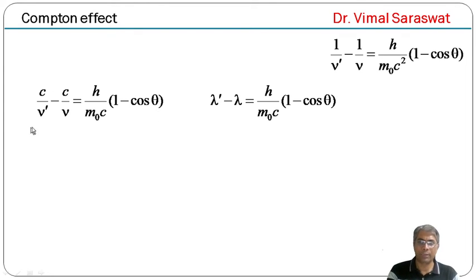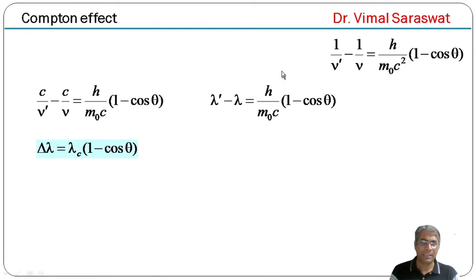or c equal to nu lambda. So c upon nu dash can be replaced by lambda dash, and c upon nu can be replaced by lambda. So lambda dash minus lambda is equal to h upon m naught c into 1 minus cos theta, or this will be equal to delta lambda is equal to lambda c into 1 minus cos theta.